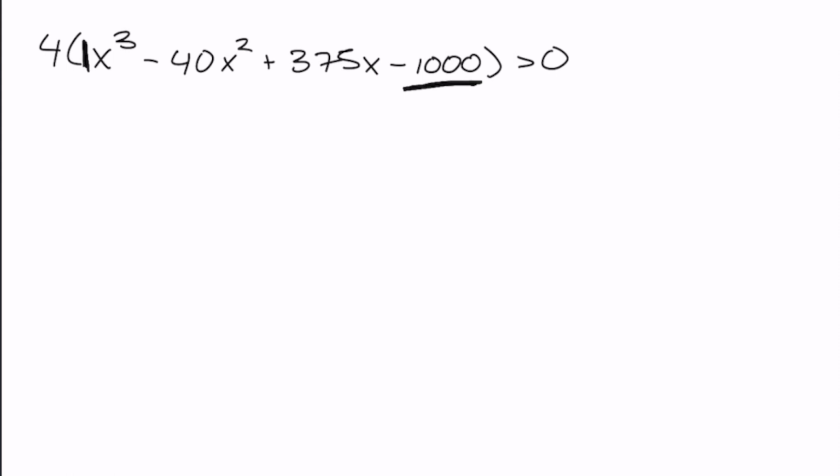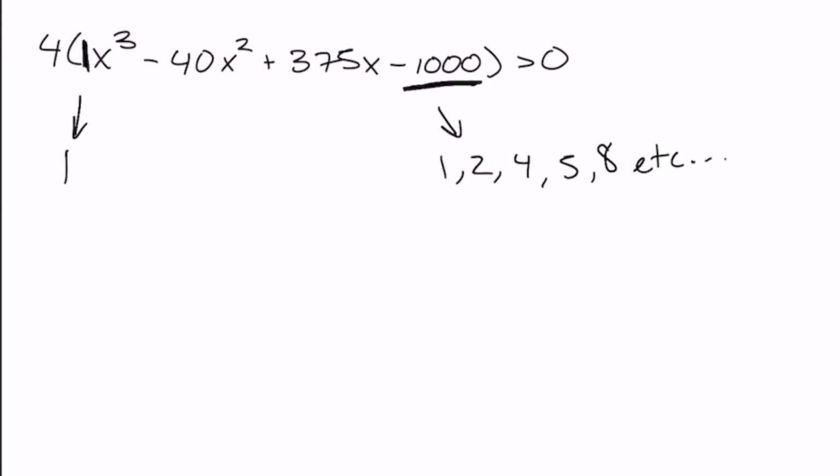And we're going to find the factors of each of these coefficients. The factors of 1 is just 1, and the factors of negative 1,000, there are so many. There's 1, 2, 4, 5, 8, just to name a few. There's a whole bunch.